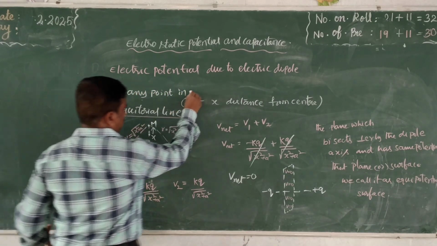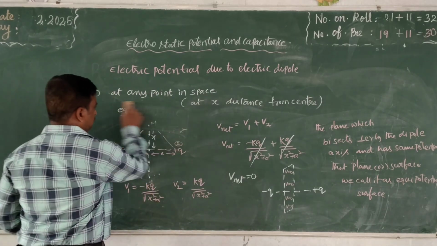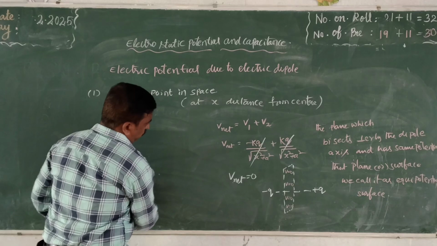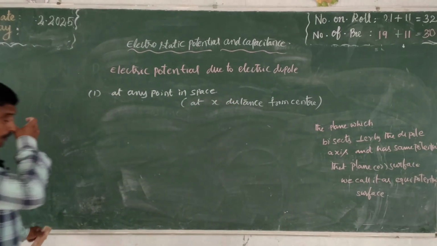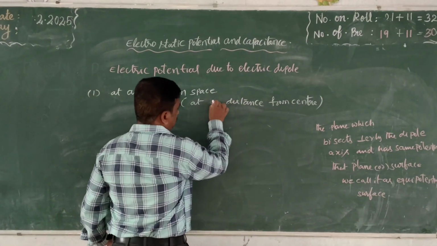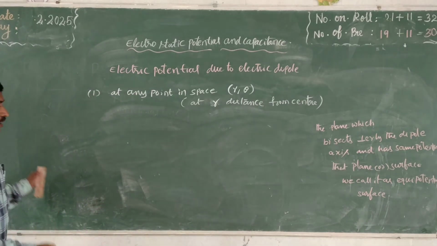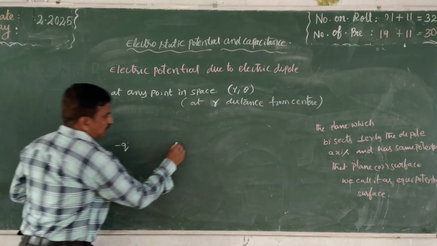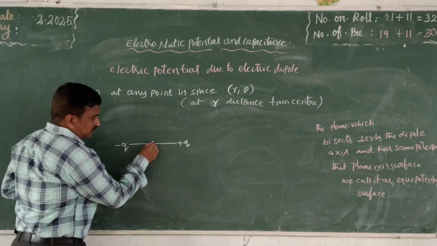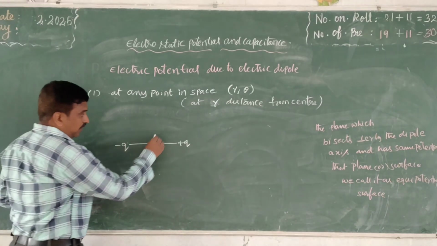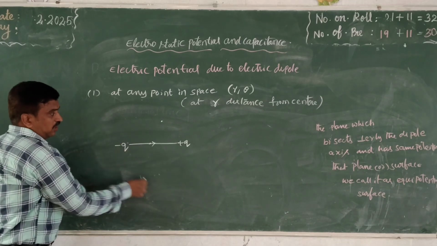At x distance from the center, what is the electric potential? That we find out. We can write x distance from the center as r distance from the center, r comma theta. Theta is the angle made. For example, here minus q, here plus q. It is the electric dipole. It is the center. This is the dipole moment. With the dipole, we can find the electric potential at this point, or this point, or any point in space.